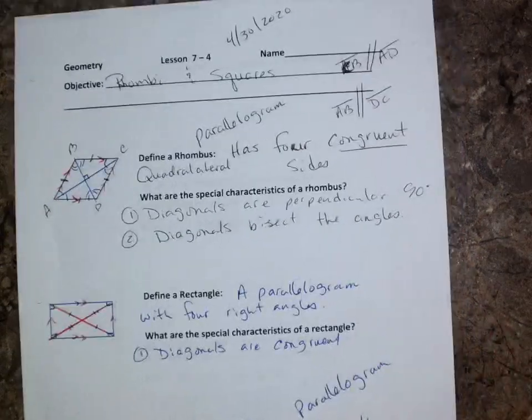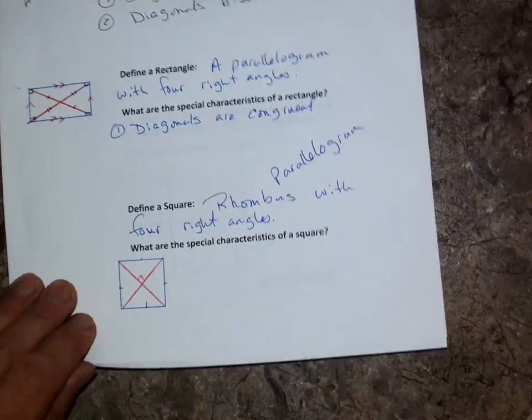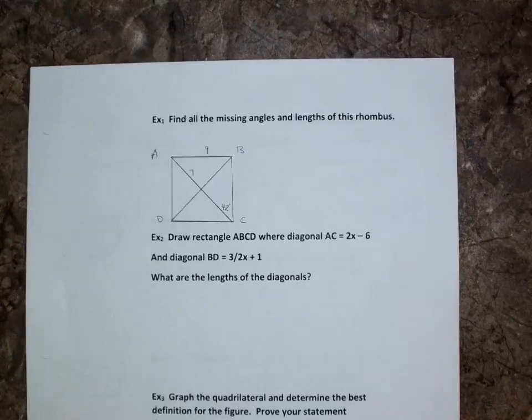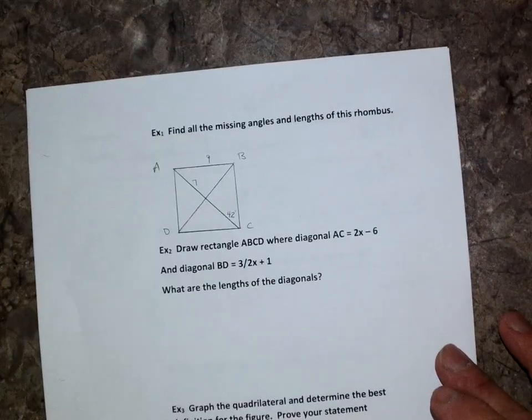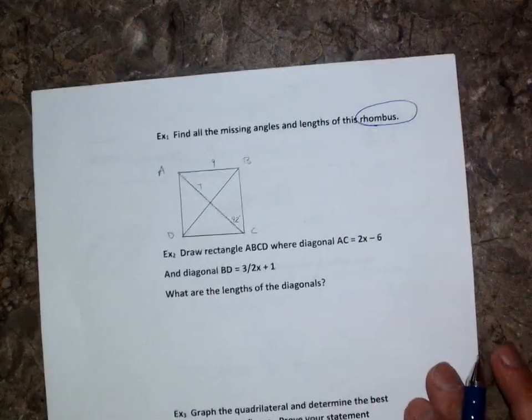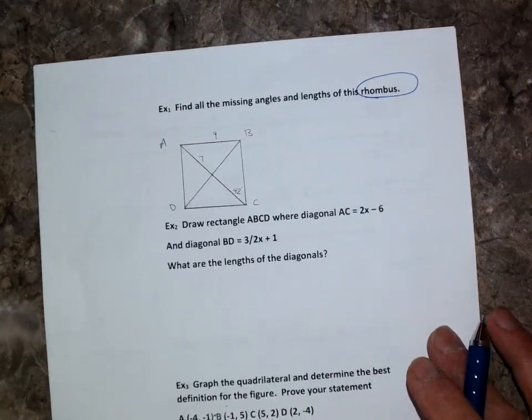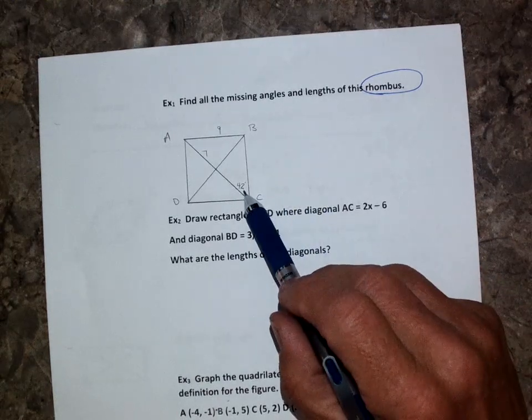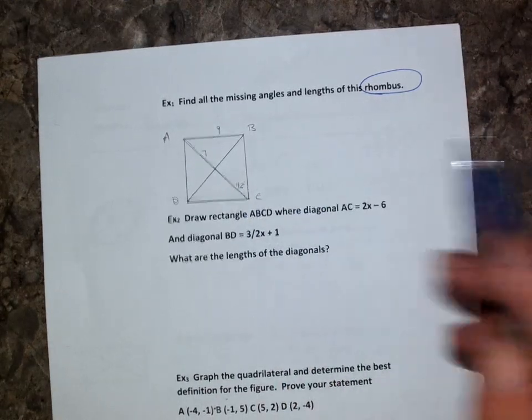Now let's take a look at some things you may or may not know, because that seems pretty easy, doesn't it? Okay, so moving on. Let's do some examples. Number 1, find all the missing angles and lengths of this rhombus. Now, this thing sure looks like a square, but it's off by a little bit, and I know it's off because that's 42 degrees. That'd be 45 if it was a square.